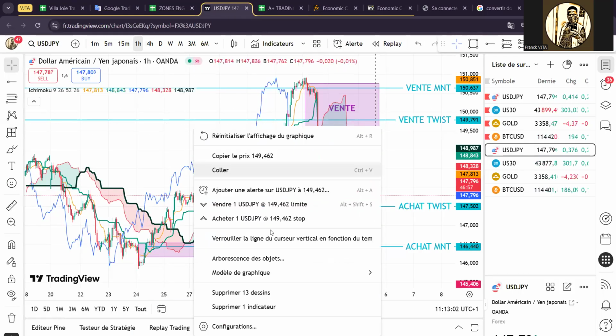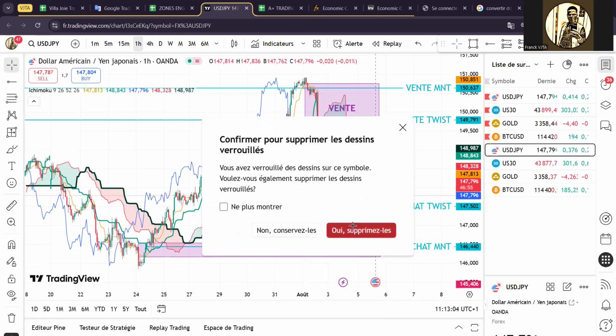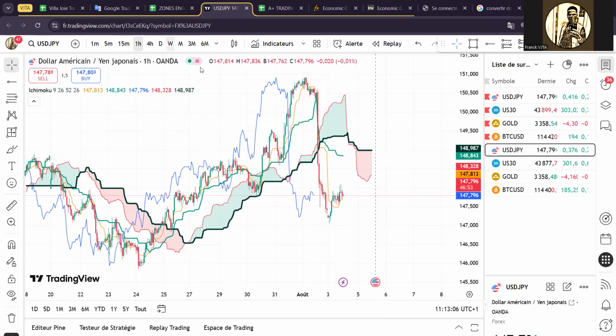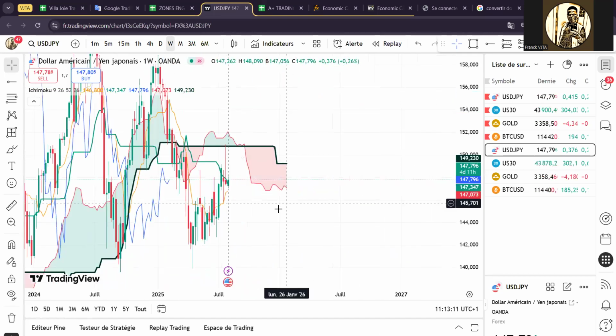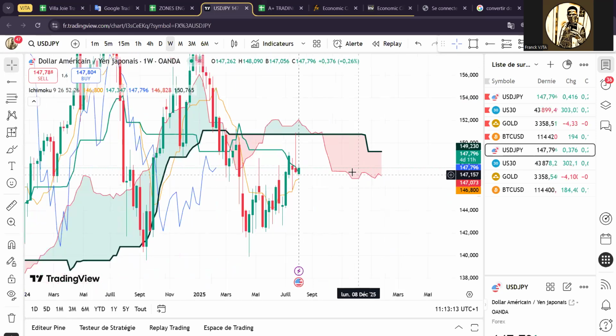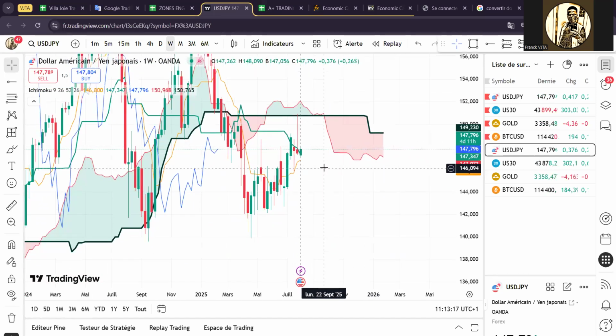Let us start with the weekly in terms of zones, because we can also do it with the monthly, but it will be very, very big. So what you must do is start on the weekly.